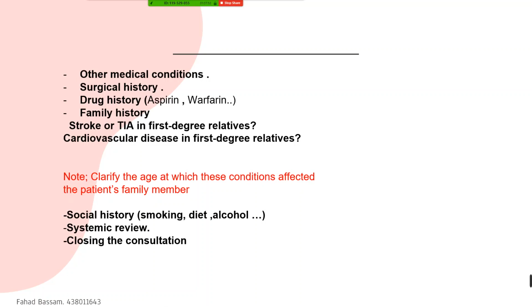Lastly, we can ask him about social history, as we mentioned: smoking, diet, and whether he's addicted to alcohol. And then we're going to do a quick systematic review from head to toe to make sure that we haven't missed anything. And then we're going to close the consultation with the patient.